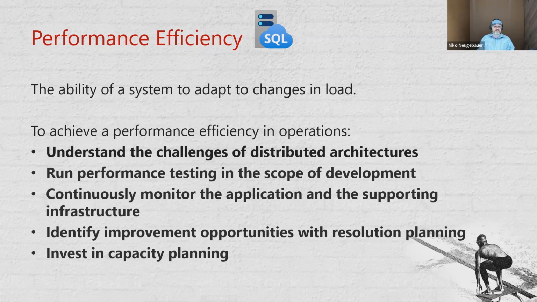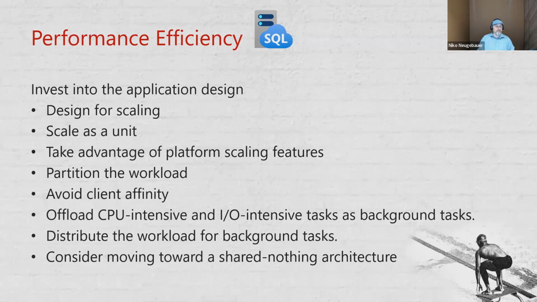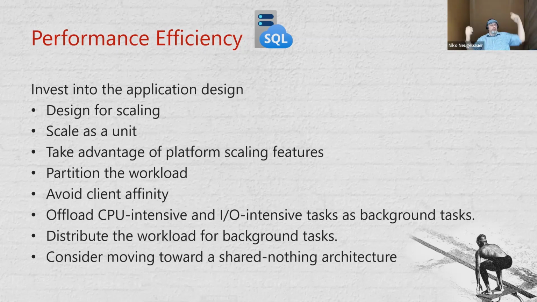And of course, invest in the capacity planning. So design for scaling. Scale it as a unit. Take advantage of the capability of scaling the platform. You do not have to open a contractual negotiation with Azure. It's already been taken care of, right? So partition the workload. Think about the features that you can distribute maybe between different databases. Avoid locking and blocking, maybe even avoiding latches. Avoid client affinity, etc., etc.